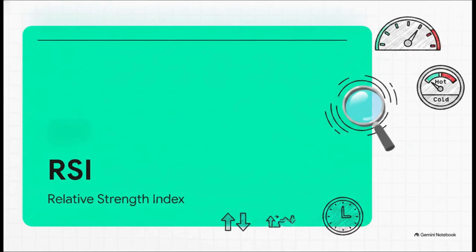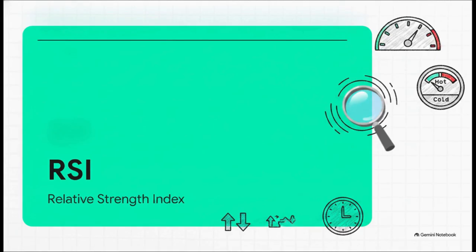Now, think of it kind of like your car's engine temperature gauge. When you're flying down the highway, the speedometer tells you exactly how fast you're going, right? That's the price of Bitcoin or Ethereum printing on your chart. But the temperature gauge, it doesn't tell you your speed, and it definitely doesn't tell you your destination. It just tells you if the engine under the hood is running too hot or too cold. It's measuring the internal energy of the move.